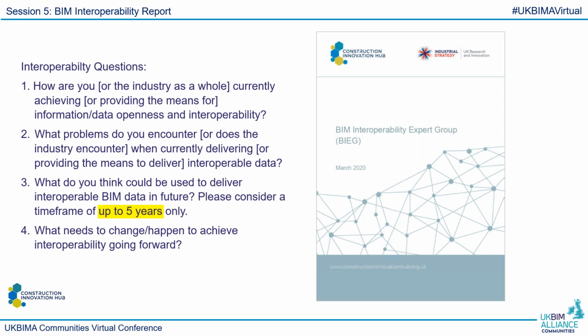So how are you doing it? But what are the blockers? Where are you hitting the buffers? Then we moved on to a slight look ahead, but I'll underline the word slight. So what do you think could be used to deliver interoperable data in future? Please consider a time frame of up to 5 years only. So it's the here and now. What are we trying to deliver now, and how can we achieve it? And what change needs to happen to achieve interoperability going forward?